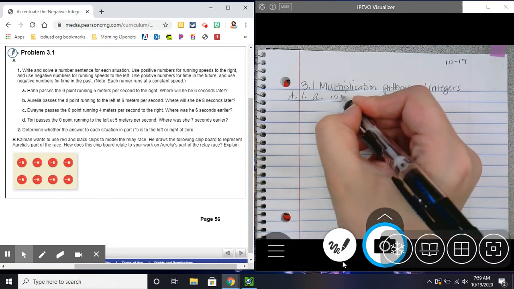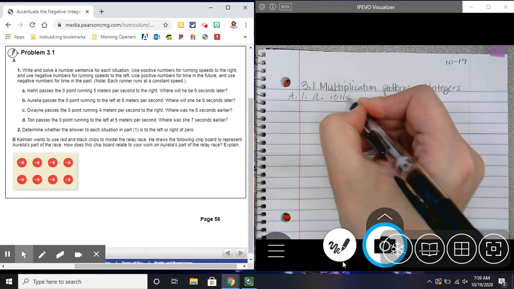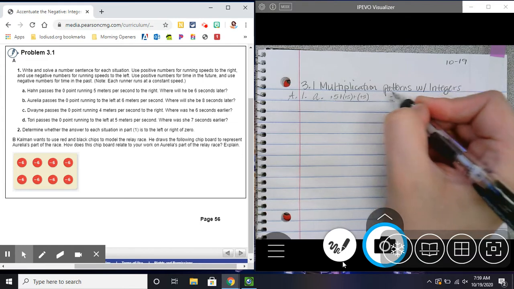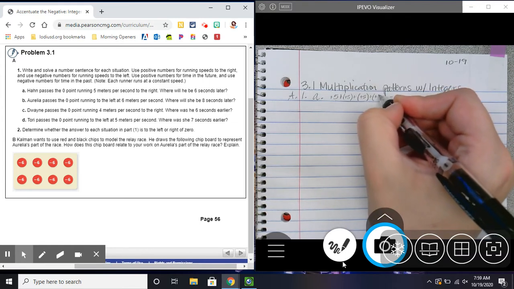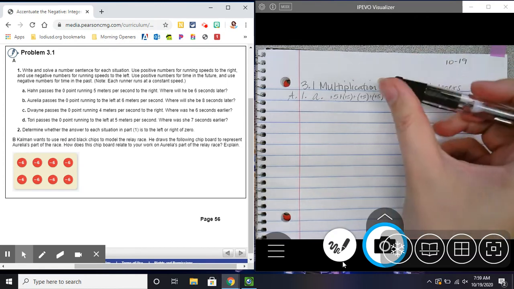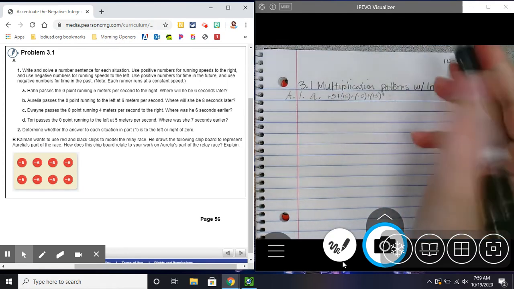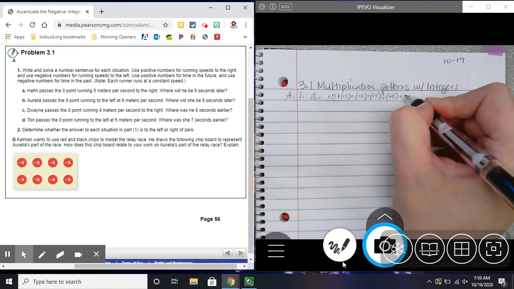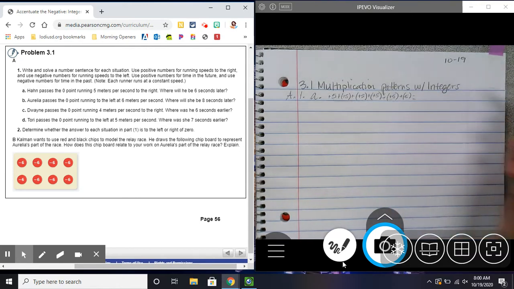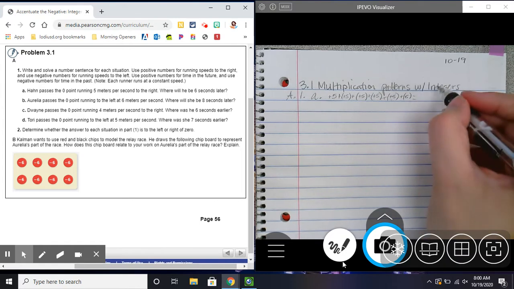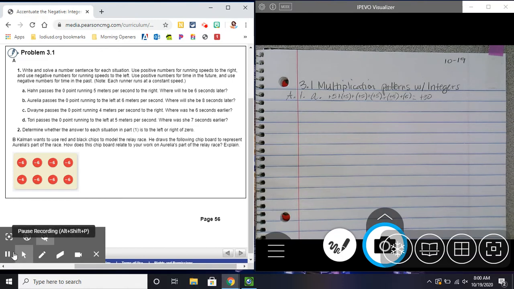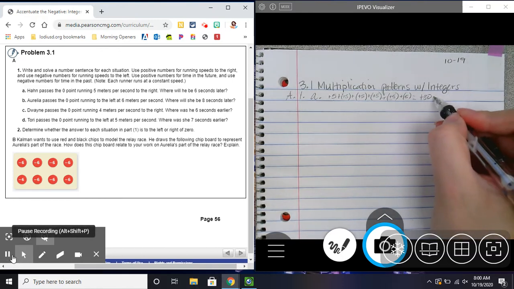So this is second 1, 2, 3, 4, 5, 6. So if you count them all up, it would be 30 meters.